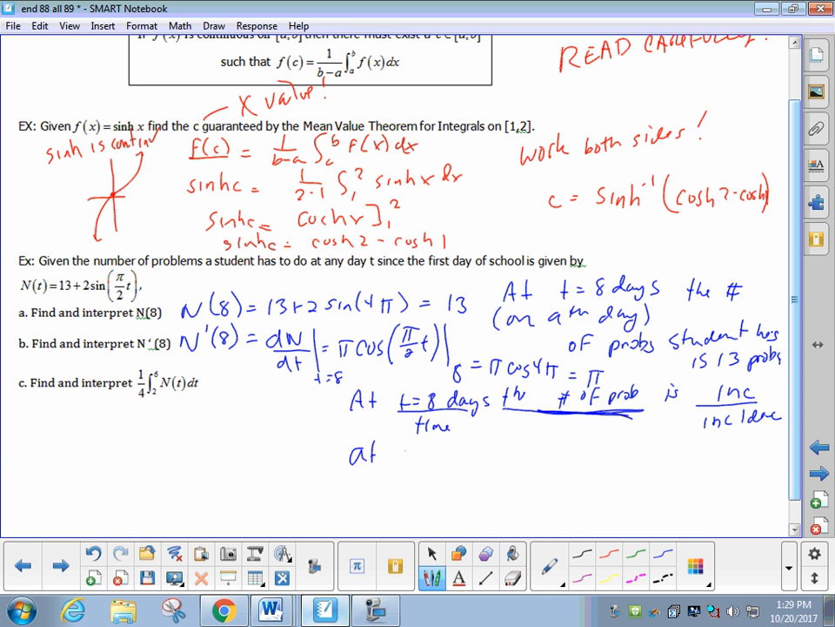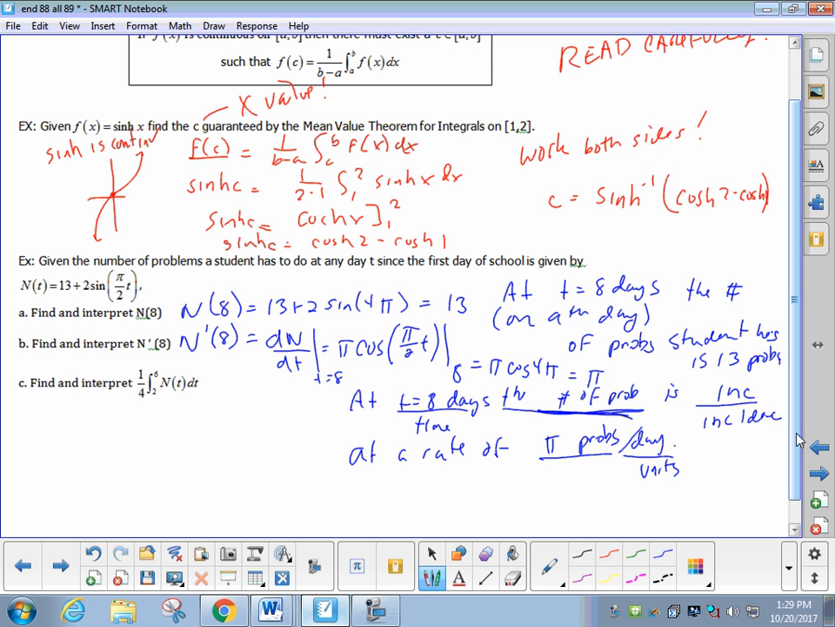You almost always say at a rate of, then you refer to the answer with the units. So in this case, at time equals 8 days, the number of problems is increasing at a rate of pi problems per day.